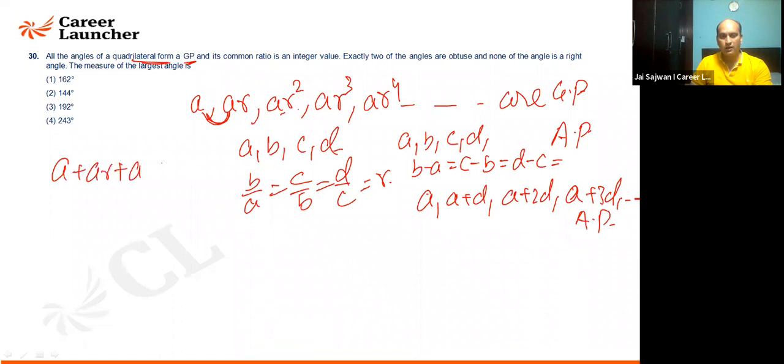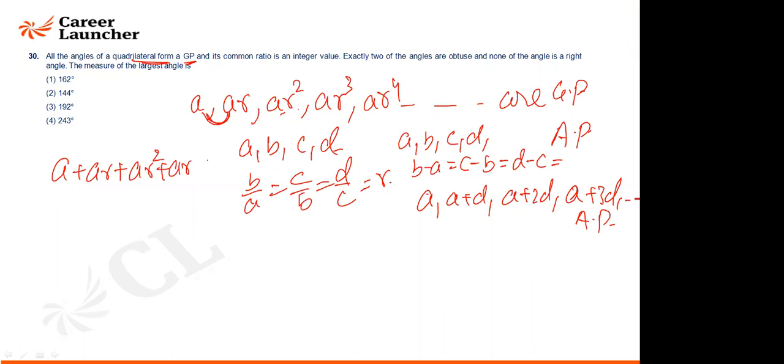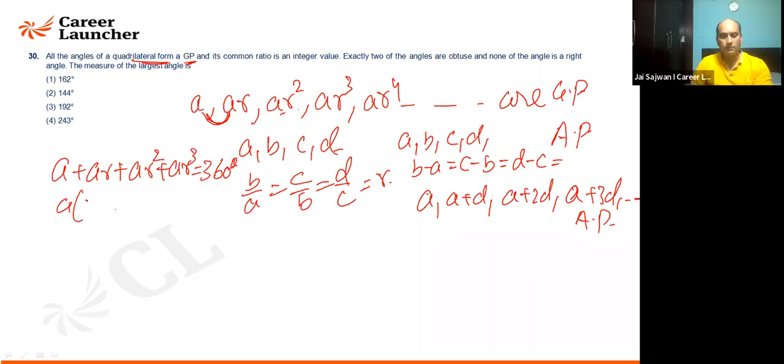किसी को कुछ आता है क्या बोल रहा हूँ मैं? 360 degree. Thankfully. So I'll say it is 1 plus R plus R square plus R cube times A, which comes out to be 360 degree. I believe it is clear.